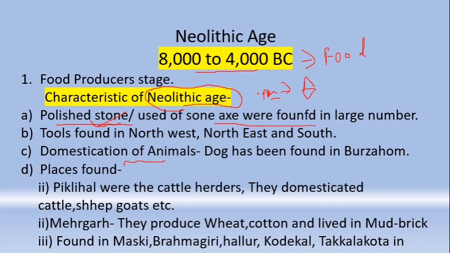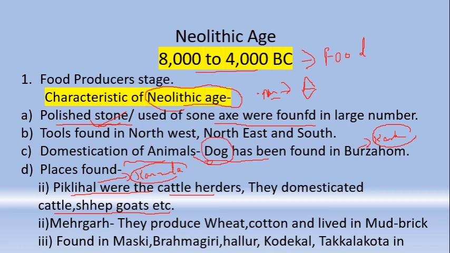Domestication of animals, I think all of you know this word. Human beings, our ancestors, first domesticated the dog. Okay, the dog has been found at Burzahom. Where is Burzahom located? Kashmir. Okay, in Kashmir the first domestication was found, and at places like Piklihal, where cattle herders domesticated cattle, sheep, goats, etc. And this Piklihal is in Karnataka. Okay, Karnataka. So these are the areas where we first found the domestication of animals, of the dog.